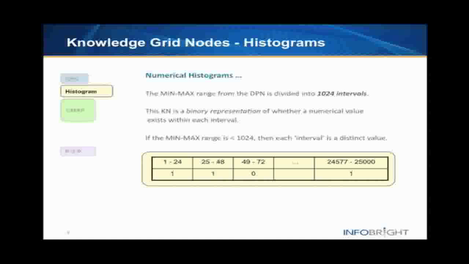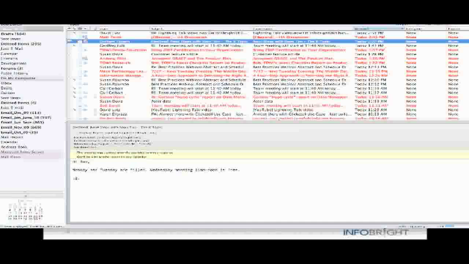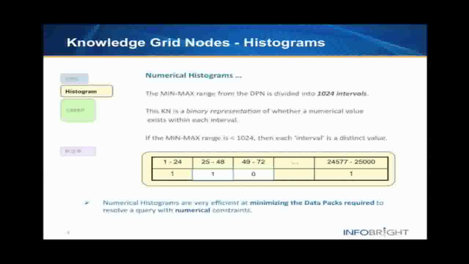We use the histograms to narrow down our field of search in a query by identifying whether a data pack contains data in a numeric range that we're interested in. For this example, this data pack contains at least one value between 25 and 48, but no values between 49 and 72. Histograms are very efficient at minimizing the data packs required to resolve a query with numerical constraints.